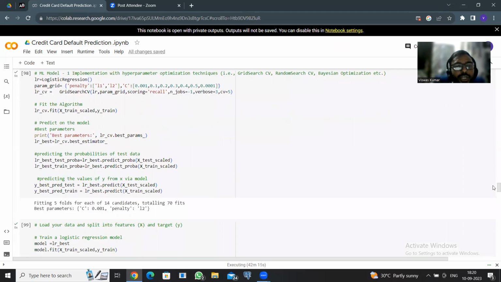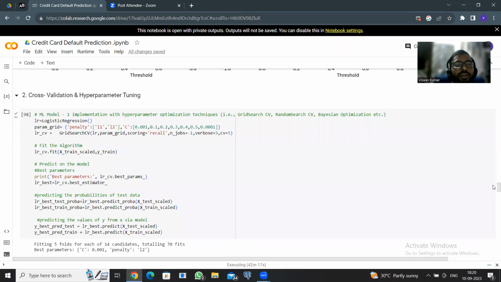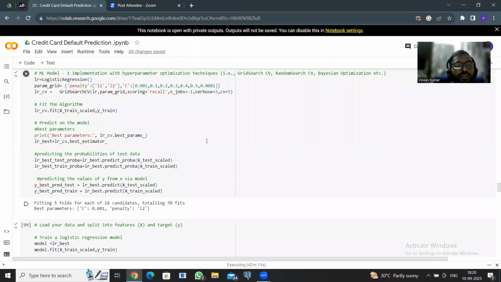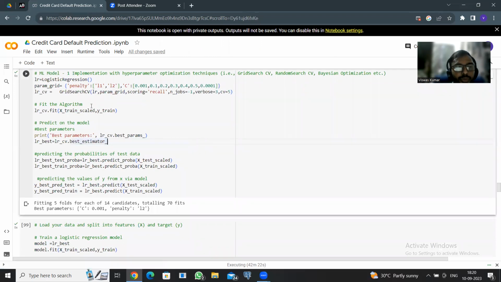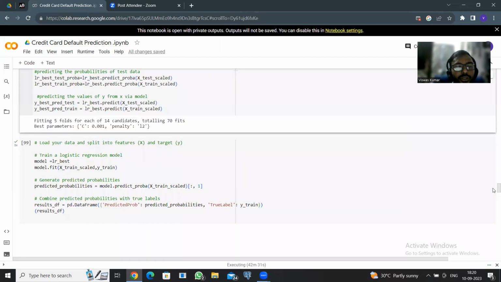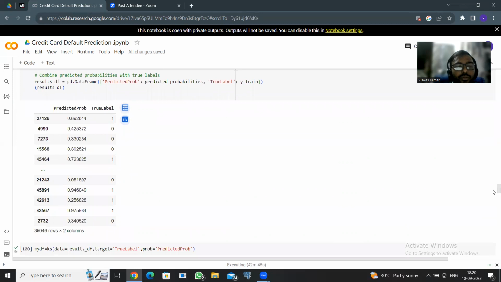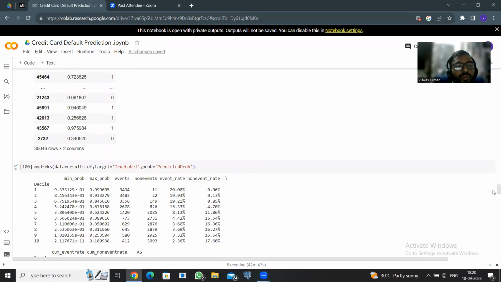So using cross validation and hyperparameter tuning, we can optimize the logistic regression model. This is the code to implement the grid search CV. I used grid search CV to hyper tune my logistic regression model, and I got the best parameters as C equal to 0.001 and penalty as L2 regularization. With these parameters, I will tune the logistic regression model further.